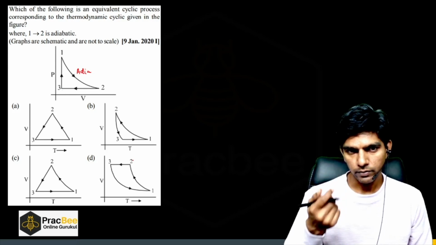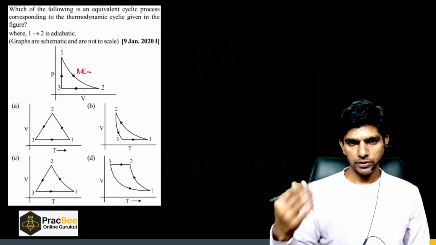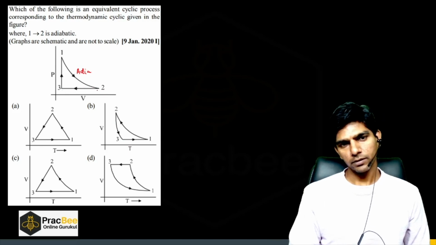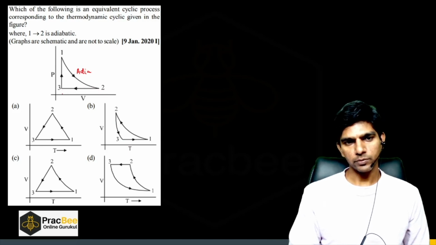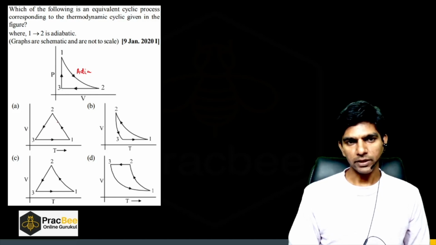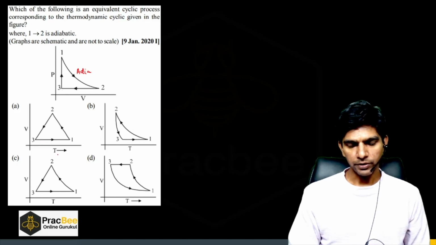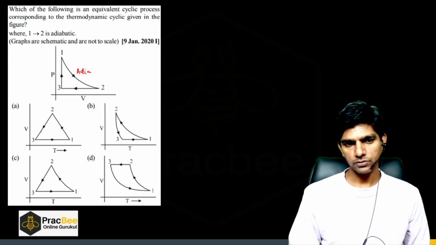Okay, right. So whenever we have such kind of a question, we can use elimination. So let us consider one particular process, let us say 2 to 3. Now 2 to 3 is an isobaric process. So if I look at option A, 2 to 3, it's a VT graph. If it is isobaric, it will be a straight line, right? So 2 to 3 is a straight line, and again here the volume is decreasing. So in option A, the graph is correct.